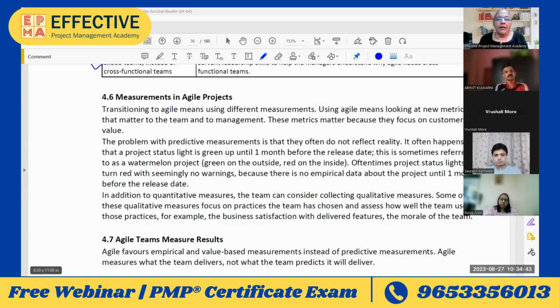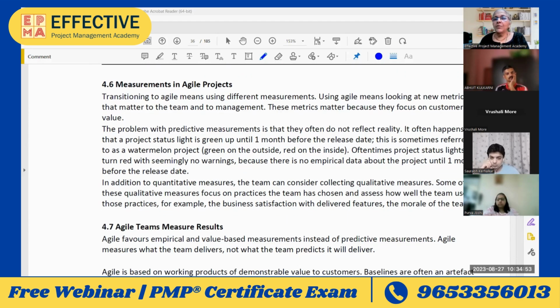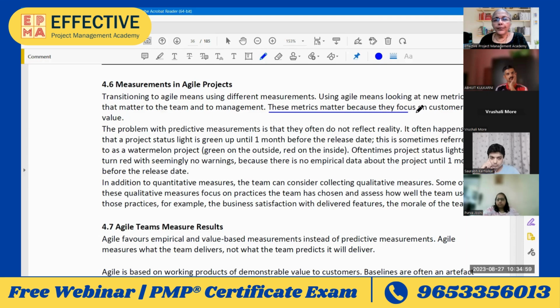Transitioning to agile means using different measurements. Using agile means looking at new metrics that matter to team and to management. These metrics matter because they focus on customer value. The problem with predictive measurements is that they often do not reflect reality.